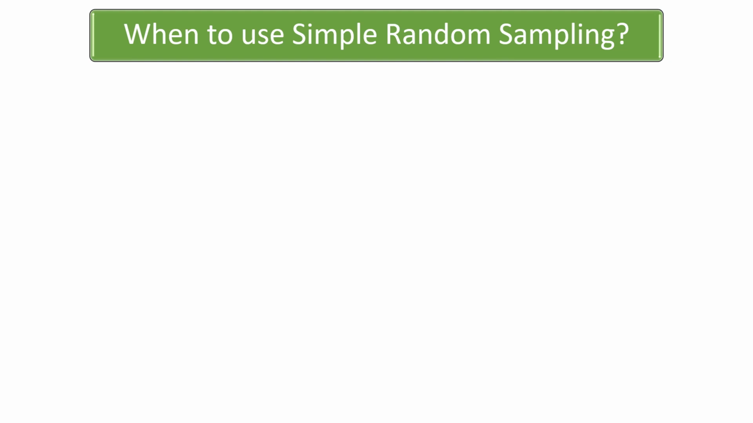When to use simple random sampling? Actually, there are situations to use probability sampling. We have discussed the situations or criteria that have to be fulfilled to use probability sampling. In addition to those criteria, to use simple random sampling, the population should be large. If the population is small, we can use a census. No need to take samples.